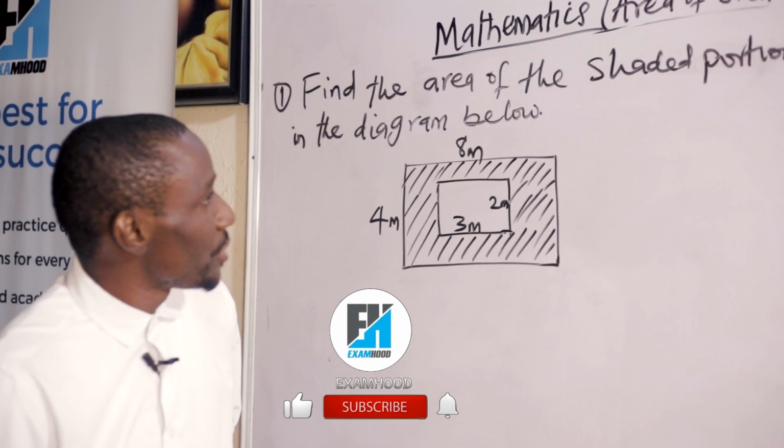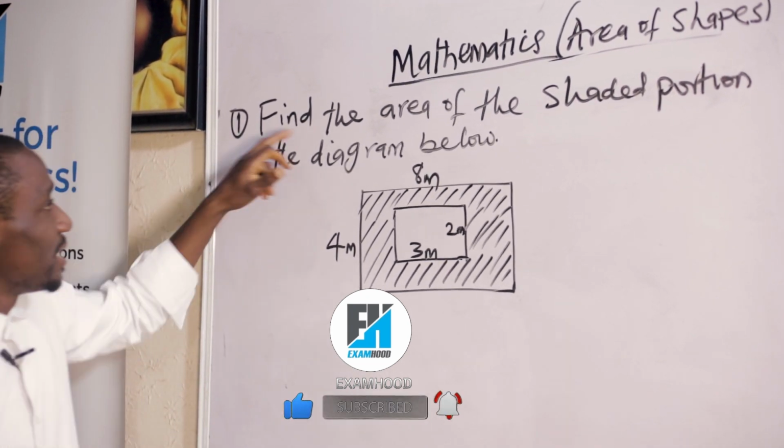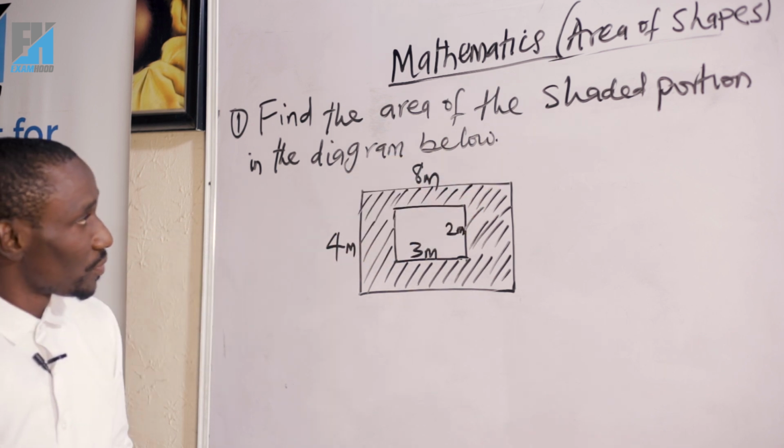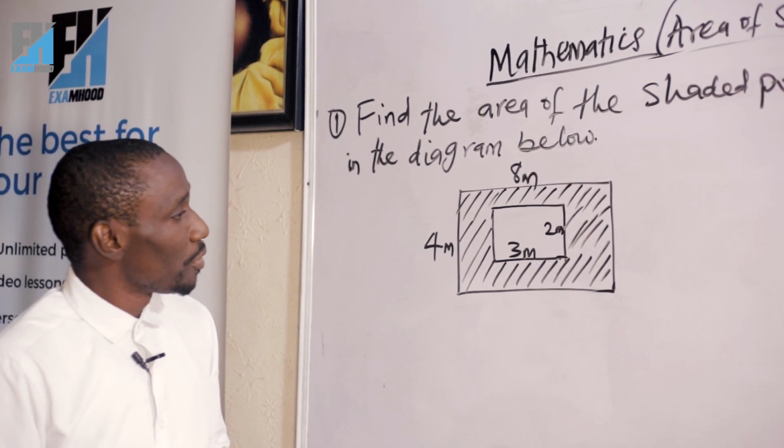Particularly, we are looking at area of a rectangle. So let's look at this question now. Find the area of the shaded portion in the diagram below.